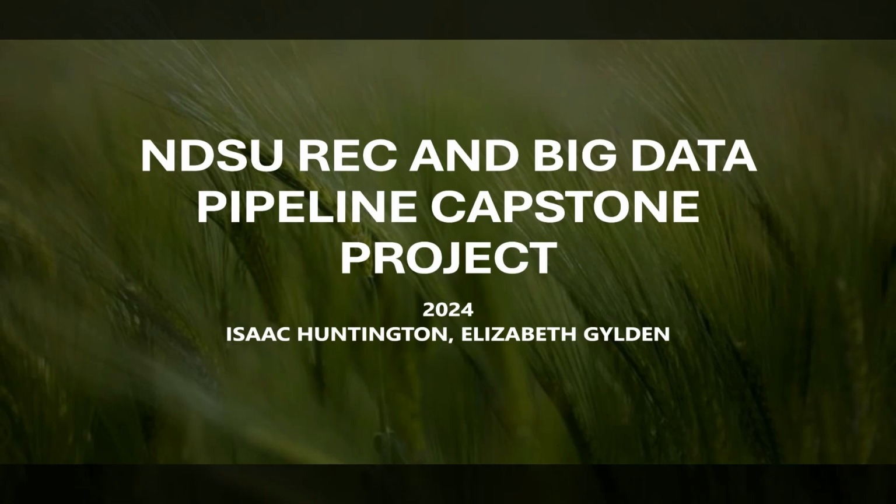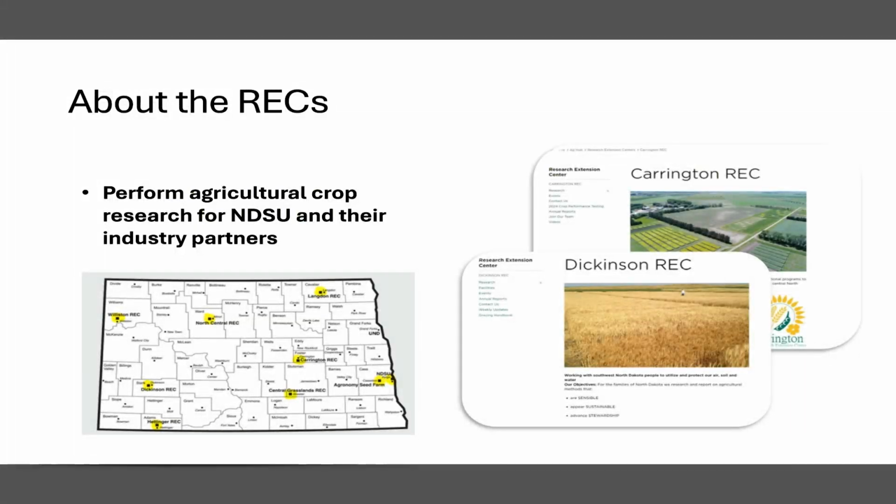NDSU is an R1 research institution that engages in various research endeavors across the state of North Dakota. NDSU's research extension centers facilitate the research of experimental crops from large industry partners like Beta Seed or Bayer. There are 7 total centers across all parts of the state to allow for variations in growing conditions, soil types, oil output, pest resistance, maturity dates, and times.